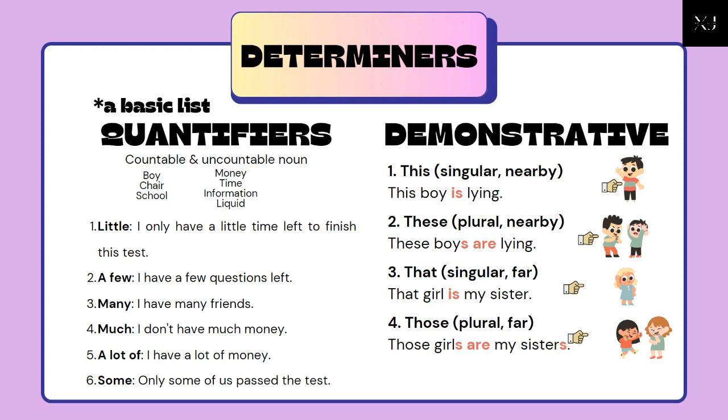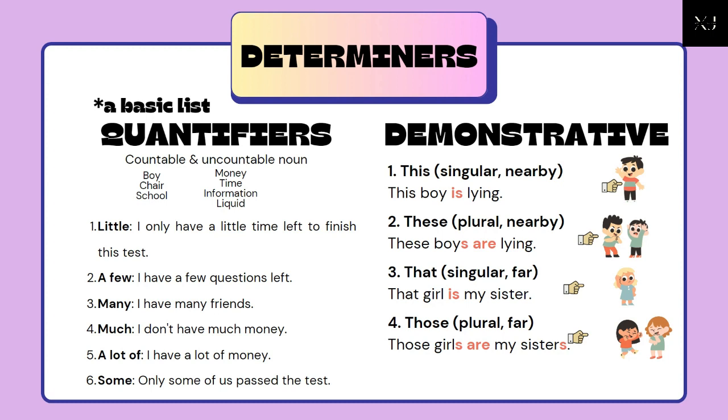So here is a list of quantifiers: little, a few, many, much, a lot of, and some. Little means you only have a little bit of things left. You can say I only have a little time left to finish this test. A few, I have a few questions left. There are a few boys in the classroom. Many, I have many friends. You can also say I have a lot of friends, but you cannot say I have many money, and you cannot say many time. You can say I have a lot of money, I have a lot of time, no problem. Same goes for much. I don't have much money, I don't have much time.